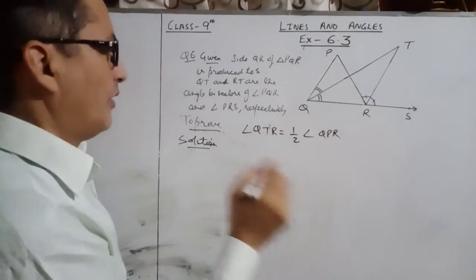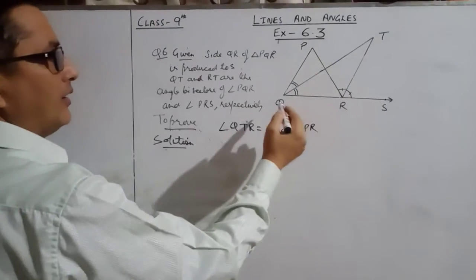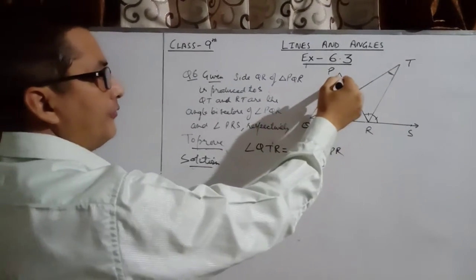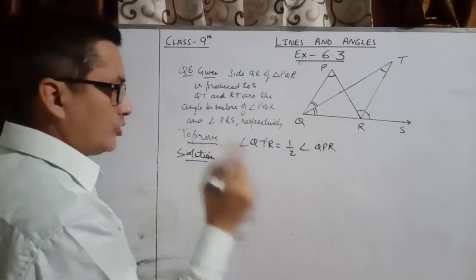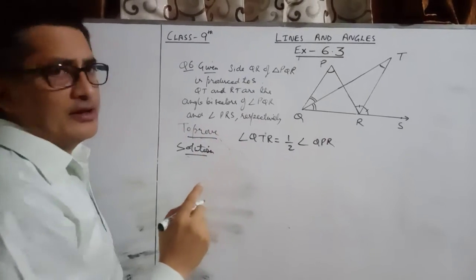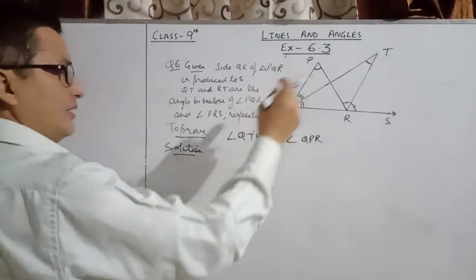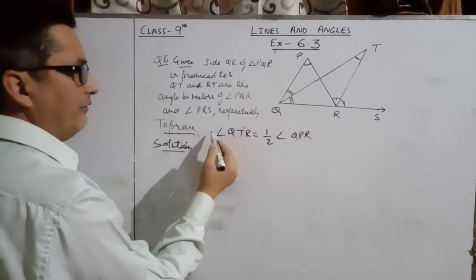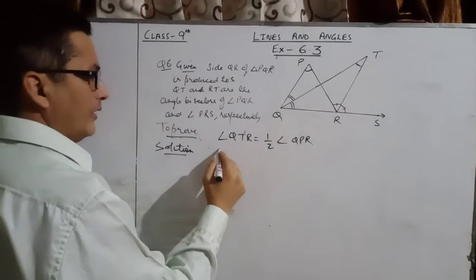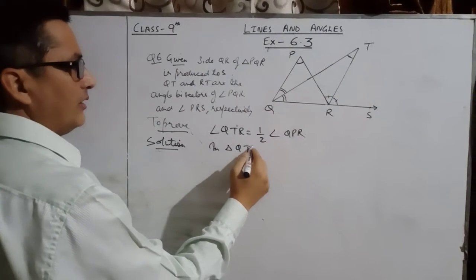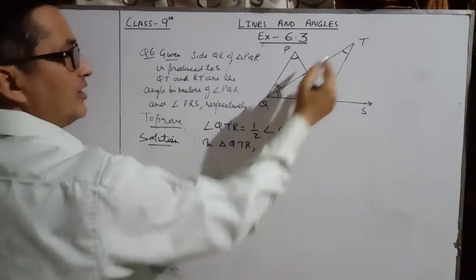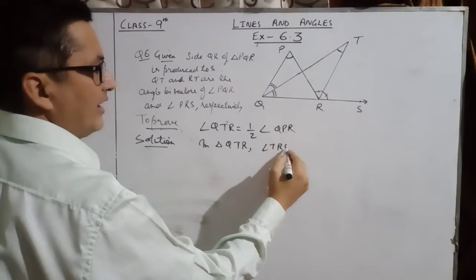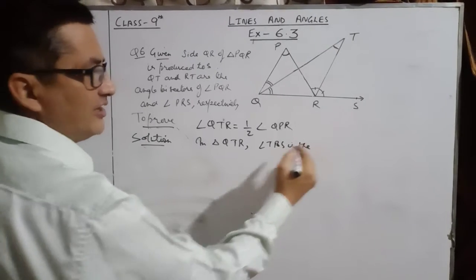Okay. Now what we have to prove? We have to prove that angle QTR, means this angle, is equal to half of angle QPR. Now students, we have to take triangles one by one. So first we take that triangle where we have angle QTR. Now in triangle QTR, students, in this triangle, angle TRS is the exterior angle.